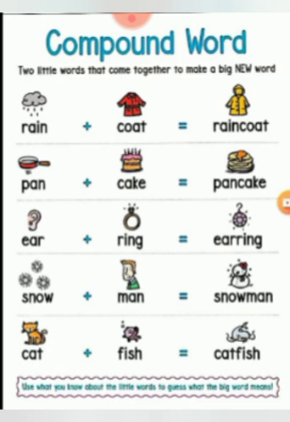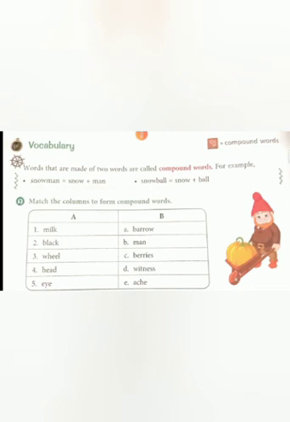These are a few examples of compound words. Look at the pictures. Rain plus coat, raincoat. Rain is a different word, coat is a different word, and when we join these two words it gives a different meaning, right? Second one, pan plus cake, pancake. Ear plus ring, earring. Snow plus man, snowman. Cat plus fish, catfish. Let us see what is given in the textbook. Words that are made of two words are called compound words. For example, snow plus man, snowman. Snow plus ball, snowball.